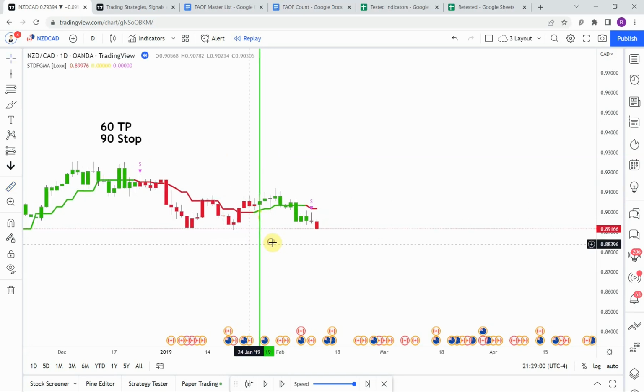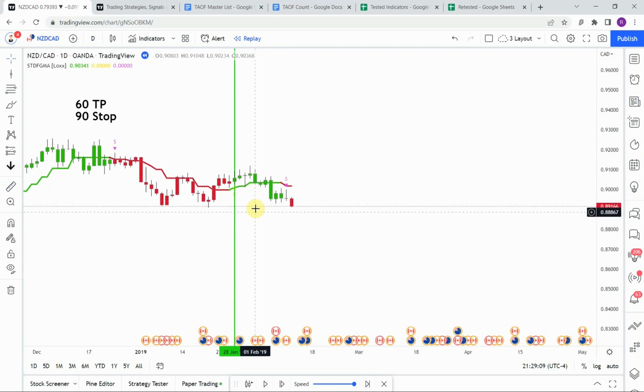All right, so the first signal that we pick up is a long signal right here. We got a push to the upside here, and it is just barely enough to get us to our take profit, but it does hit our take profit nonetheless. Let's go ahead and continue on.